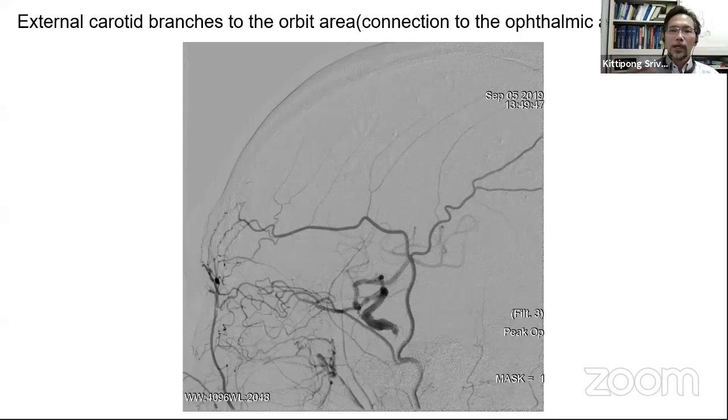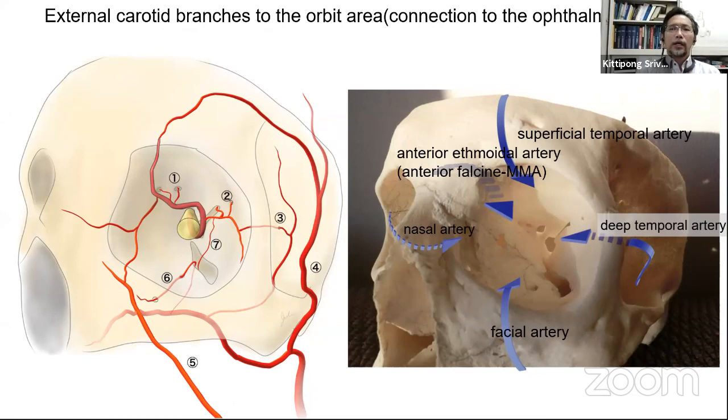But for the MMA, it has this embryological background that is very, very highly related to the ophthalmic artery. The other arteries are connected from the external carotid artery system. Anything around the face, you can see that: superficial temporal artery, facial artery, deep temporal artery. This one will go through the bone. It's not just under the skin, and the ones from the opposite side also go through the bone, through the face, and there are many paths to go.